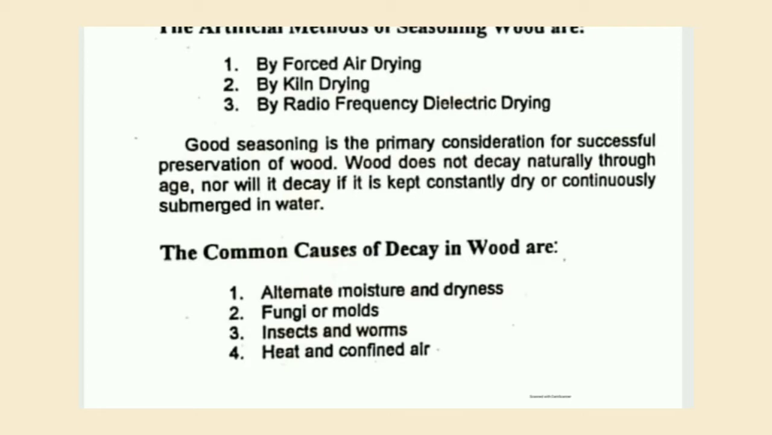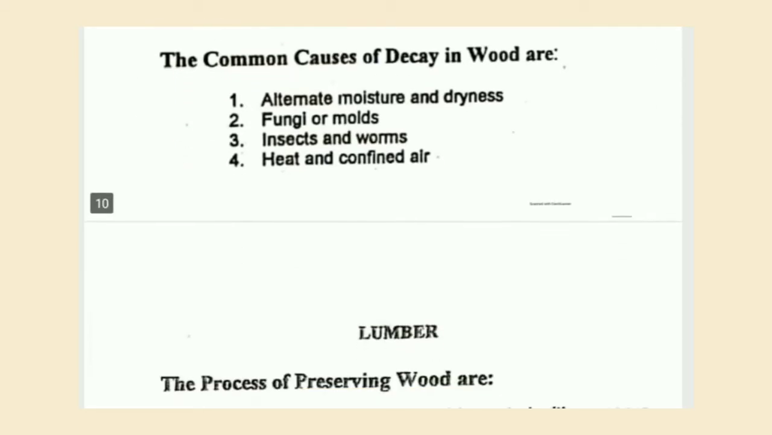Good seasoning is the primary consideration for successful preservation of wood. Wood does not decay naturally through age, nor will it decay if it is kept constantly dry or continuously submerged in water. The common causes of decay in wood are alternate moisture and dryness, fungi or molds, insects and worms, and heat and confined air.